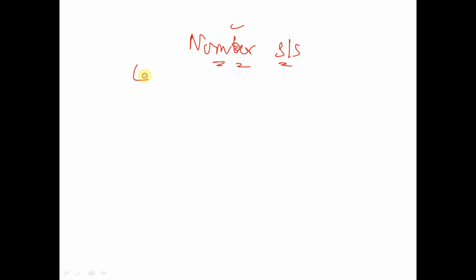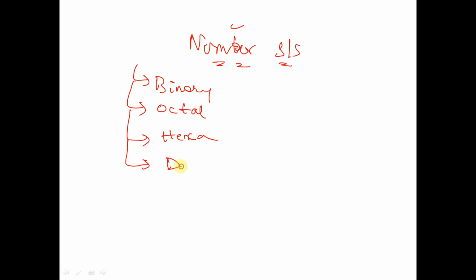So basically, there are four types of number systems in digital, which we are going to discuss. First one is binary number system, second is octal, third is hexadecimal, and fourth is decimal. I'm planning to discuss these number system topics in a brief manner so that we can complete them as soon as possible, and go into combinational circuits and discuss them in detail.